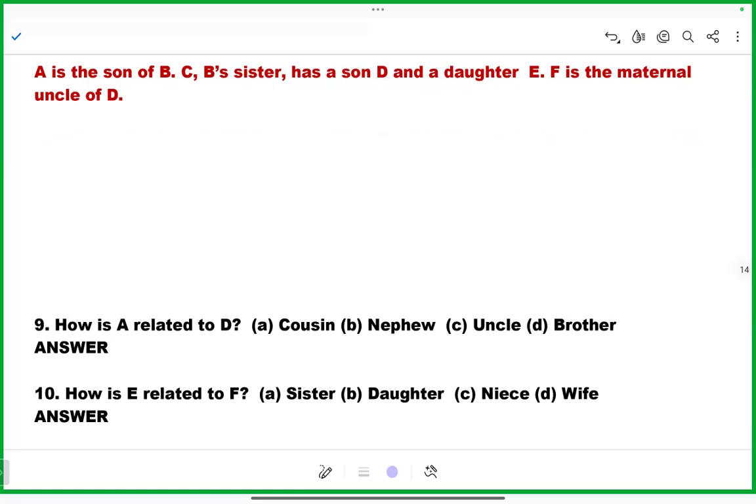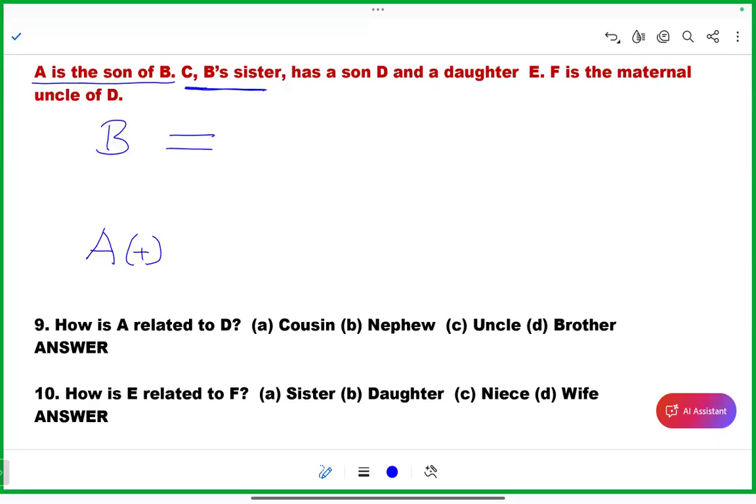A is the son of P. We know A is the son, and P is his parent. So if you want to solve by the first method that I said, you just imagine A is you, and P is your mother or father. We don't know. A is the son of P. C is P's sister. So P has a sister, that is C. She has a son D. And in total E. So far so clear?